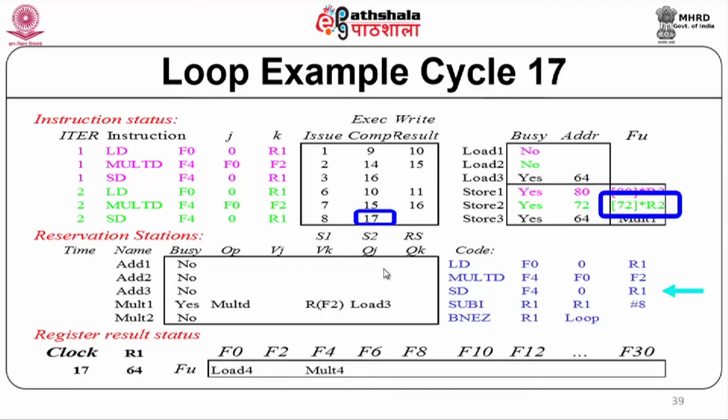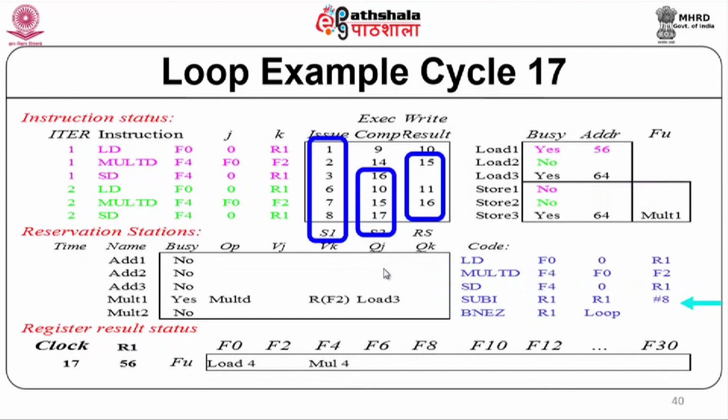So you find that the store of iteration 2 completes in the 17th clock cycle. And now because your multiply reservation station has been freed up, you are able to issue the subsequent instructions. Multiply has been issued, so you've issued your mul, and now you've also issued your sub instruction in the subsequent clock cycles. And this is the complete status that has been shown. So we've shown it for 2 iterations here.